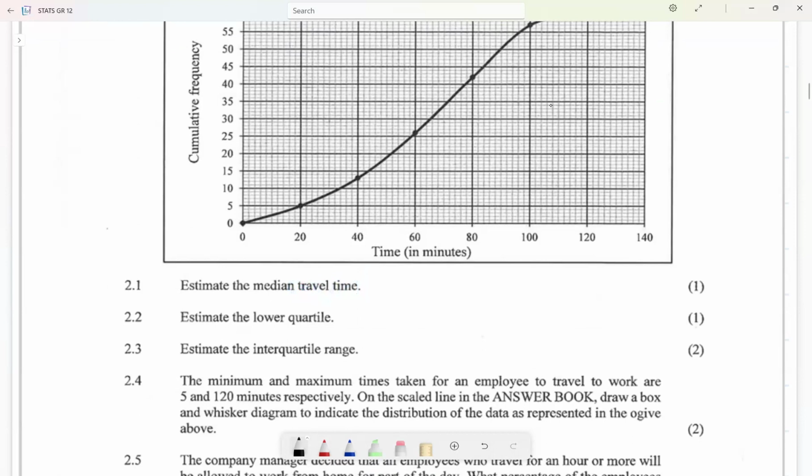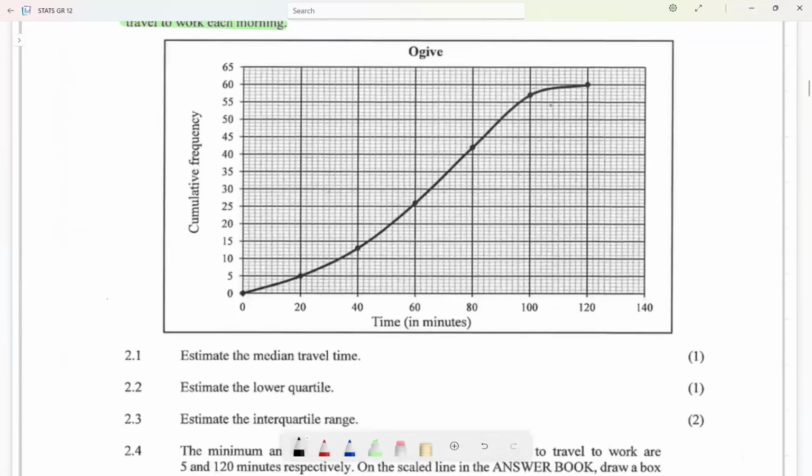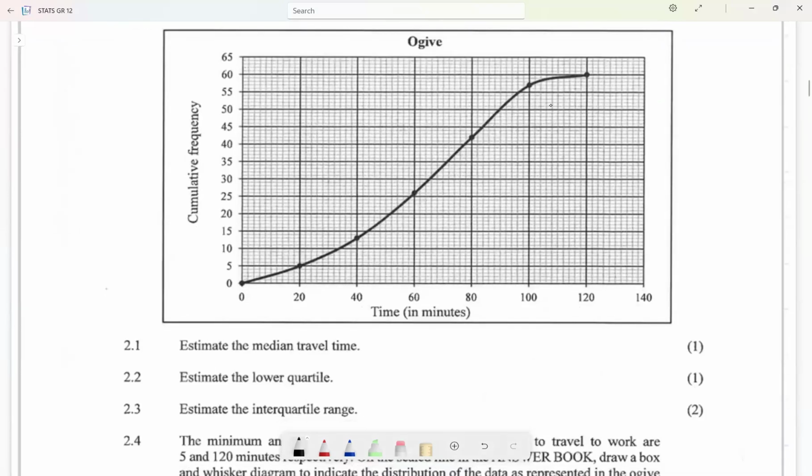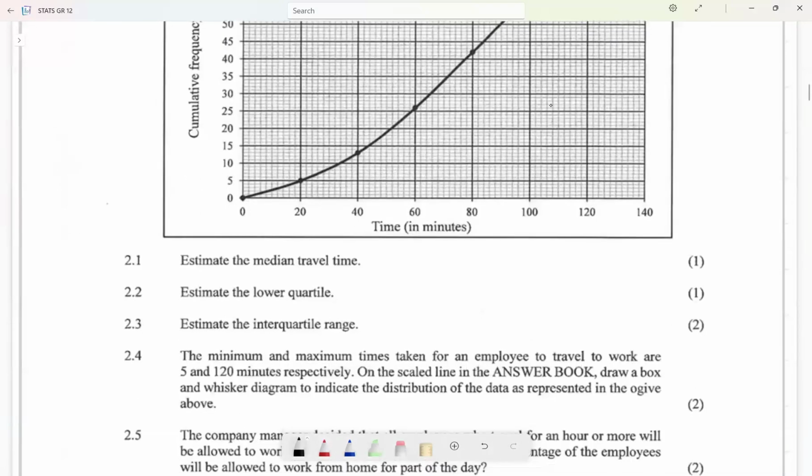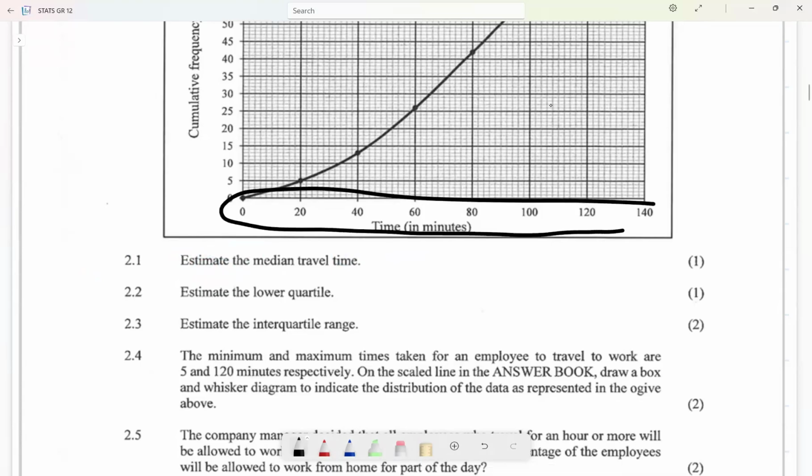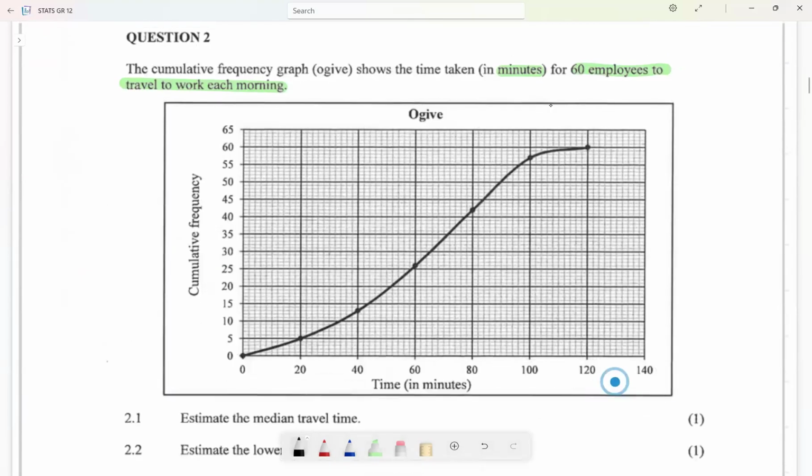What is the median travel time, right? How do you find the median, guys? To find the median, remember the median is the middle number, the middle data. So they want us to estimate the median travel time. So how can I find the median travel time? I need to check the maximum time that a particular person can travel.